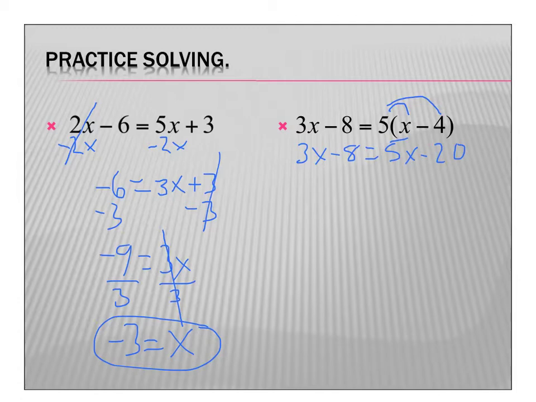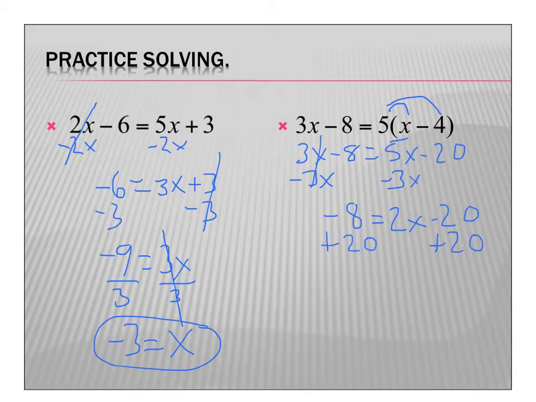Well, there's no like terms on either side right now, so I can start balancing this equation. First thing I'm going to do is subtract 3x. Remember, it's positive 3x on the one side, so I want to undo that, so I have to subtract 3x. So that's gone, and I'm left with negative 8 equals 2x minus 20. Well, let's get that 2x by itself. How do I do that? Well, we're subtracting 20 right now, so I want to add 20 because that's going to undo the subtraction. And I'm left with 12 equals 2x.